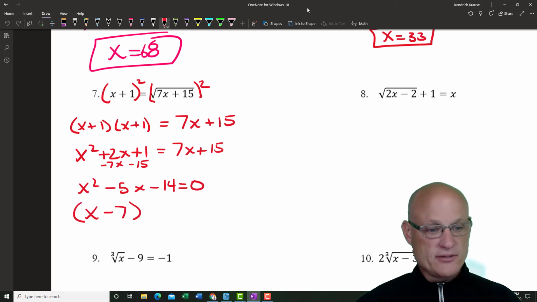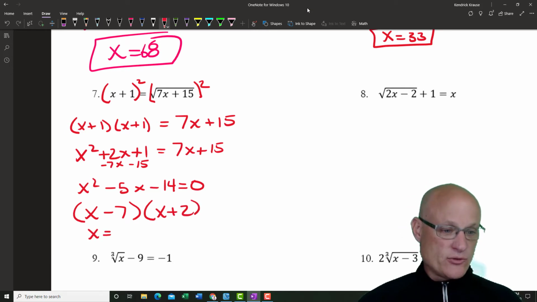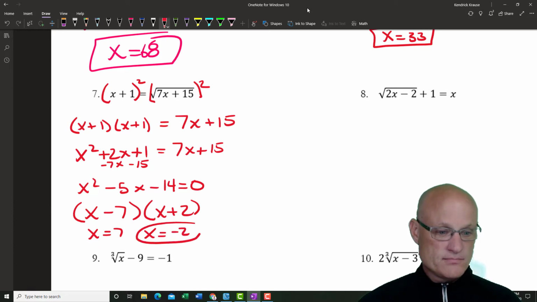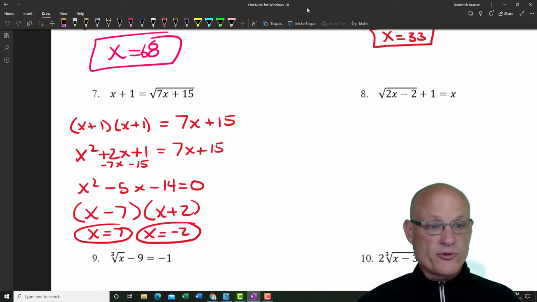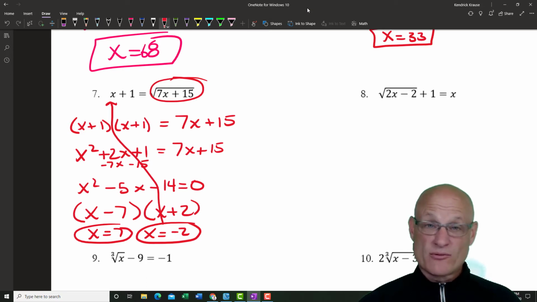x minus 7, x plus 2. So I have two answers in this case. x equals 7 and x equals negative 2. Those are my two solutions. I'm not sure if they're both going to work or not. And as a matter of fact, if you plug in negative 2, what's negative 2 plus 1? Negative 1. Do you think you're going to get negative 1 when you take the square root of a radical?